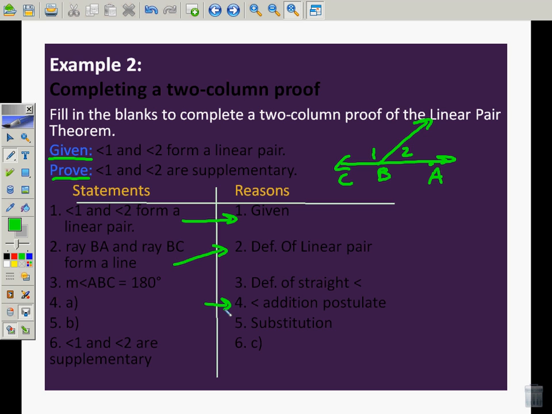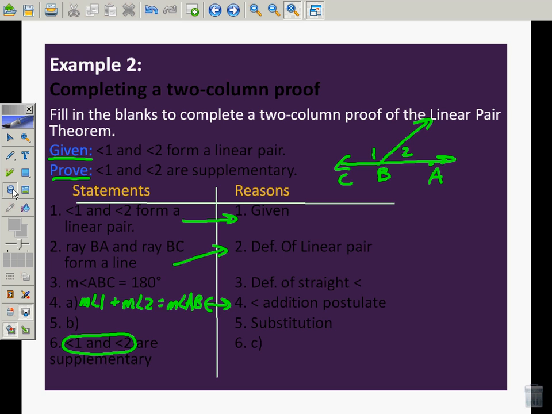Well, where are we trying to go? We are trying eventually to say something about 1 and 2. And so if we put the angle addition postulate and we work backward from 1 and 2, we are going to need to incorporate something about 1 and 2. And so what I'm going to say is the measure of angle 1 plus the measure of angle 2 is equal to the measure of angle ABC.